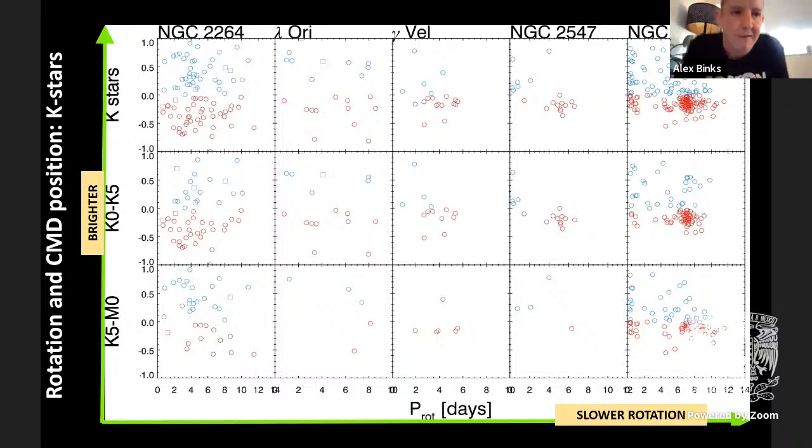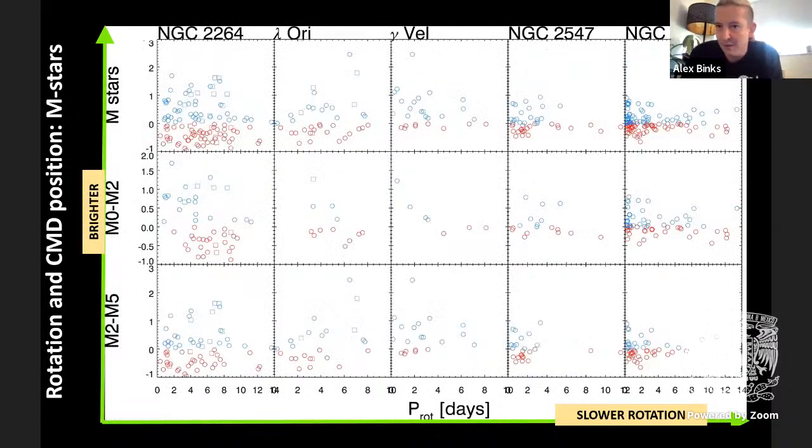So let's just have a look visually if you can see any trends. And the answer is probably not for the young clusters. What you can see perhaps is in the slightly older clusters like N2547, you see a trend where the fainter stars are slower rotators, or brighter stars are faster rotators, and perhaps the same thing in N2516, but not really anything conclusive to write home about. And I must say as well, perhaps not so much with the M stars. Some of these suffer from low number statistics, so you could argue there's something going on in Gamma, but there are only 7 stars in this bin, so perhaps nothing too conclusive about how rotation affects brightness or position on the colour magnitude diagram.